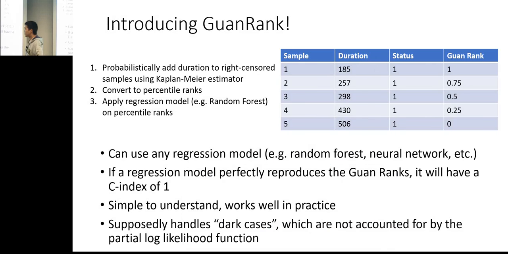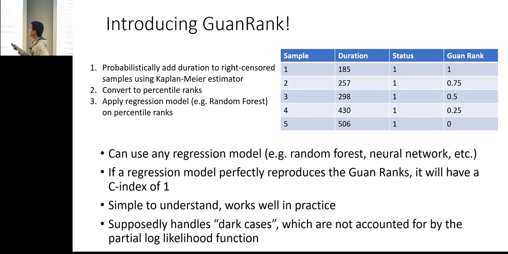Now, I'm going to introduce GuanRank. That's the title of this talk, and as its name implies, it's invented by Professor Guan, and it's her solution for addressing the survival analysis problem. As a relatively simple algorithm, I'm going to give a simple example on the right here. It's a three-step algorithm. First, you probabilistically add the duration to right-censored samples using the Kaplan-Meier estimator.